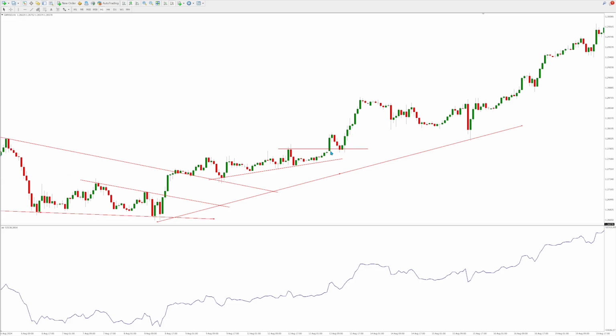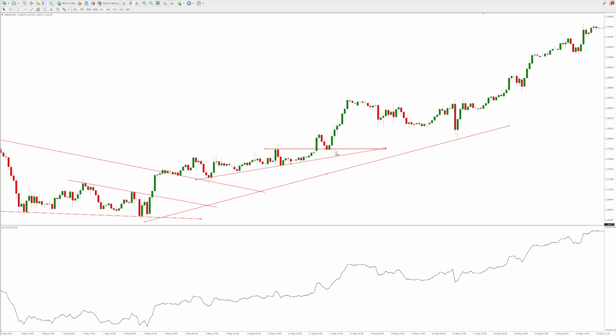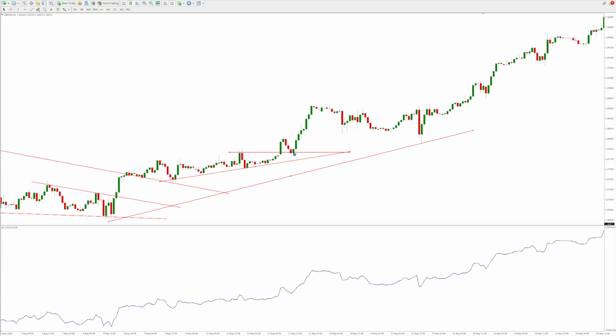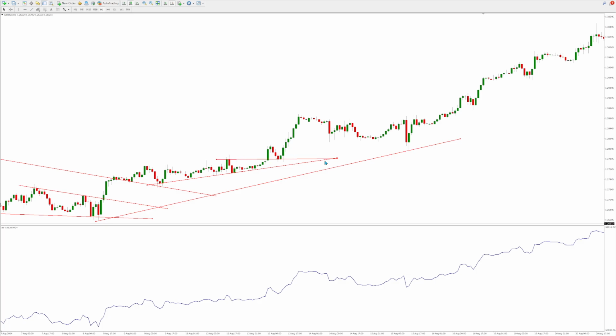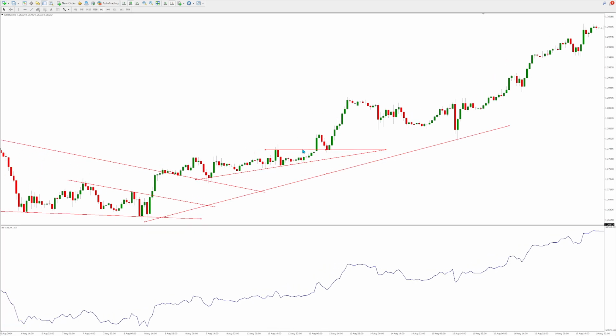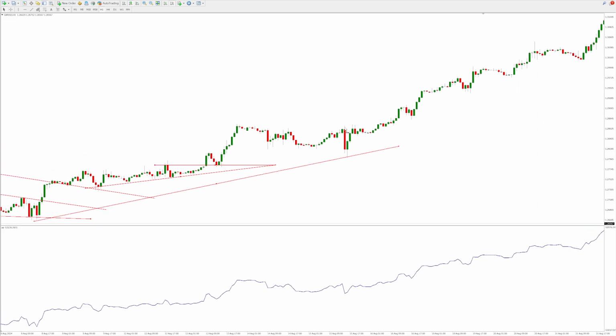Higher lows, we're in an uptrend. Got a wedge pattern formation as well here. As you can see, price is consolidating within here. Big breakout, higher lows, ample opportunity to enter on this trend.